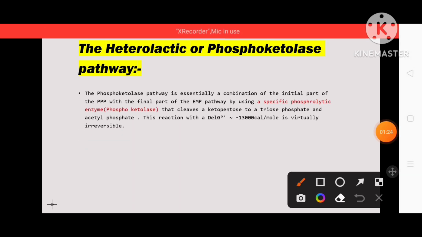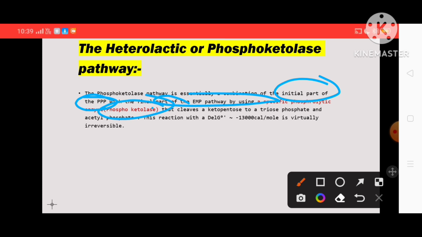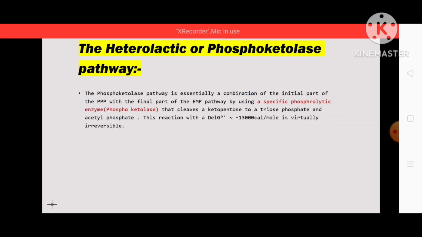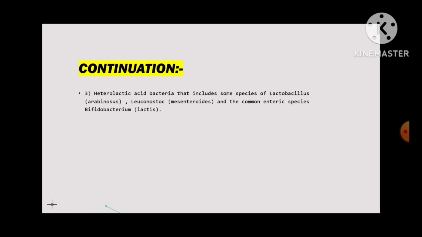As I have told you, this phosphoketolase pathway is essentially a combination of the initial part of the pentose phosphate pathway and the final part of the Embden-Meyerhof-Parnas pathway. And here the enzyme that plays a key role is phosphoketolase. Here it is essentially an irreversible reaction and highly spontaneous because the delta G0 prime here is minus 13,000 calories per mole. Now you can understand how spontaneous it is, right? So now let's directly move on to the diagram to understand the pathway.